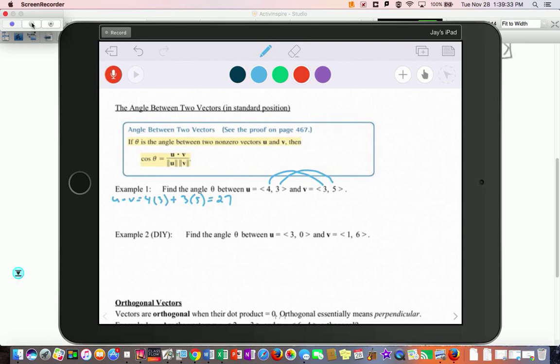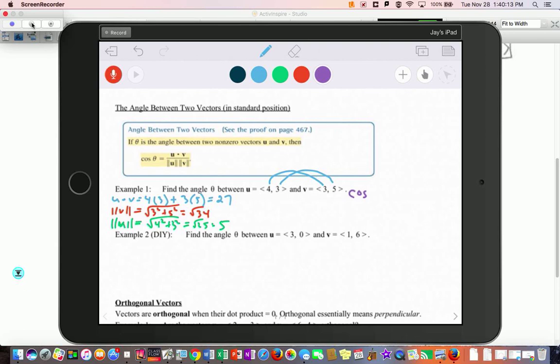Then we're going to do the magnitude of v, which is to take the square root of 3 squared plus 5 squared. That's 9 and 25, so that's the square root of 34. And then we do the magnitude of u, so that's 4 squared plus 3 squared. Again, these are component forms, so you don't have to do the distance formula, just square the first and the last number there. So this ends up being the square root of 25. Well, that's nice, so I'm going to call it 5.